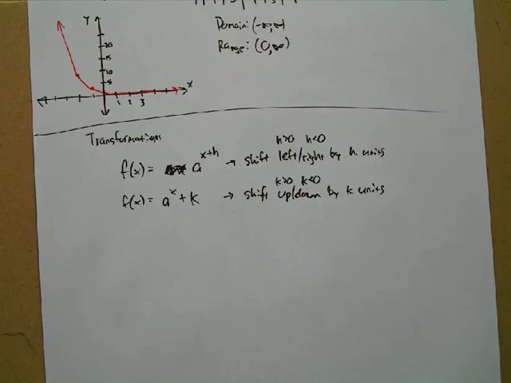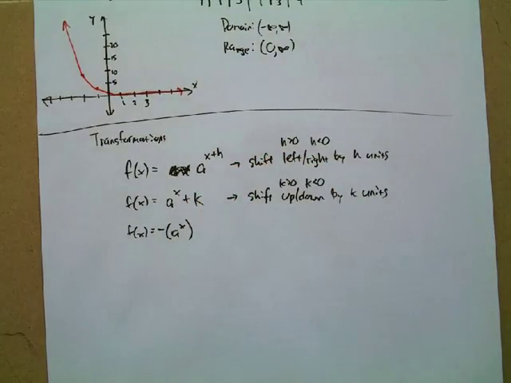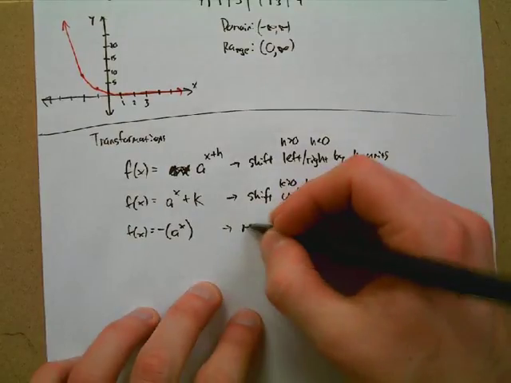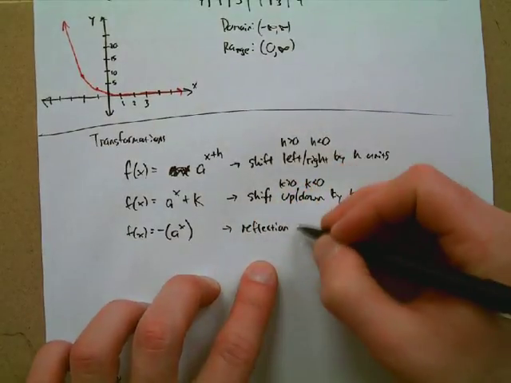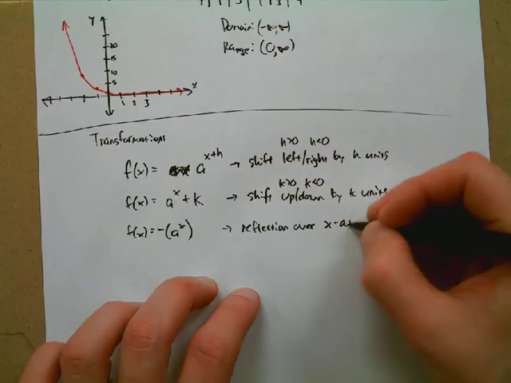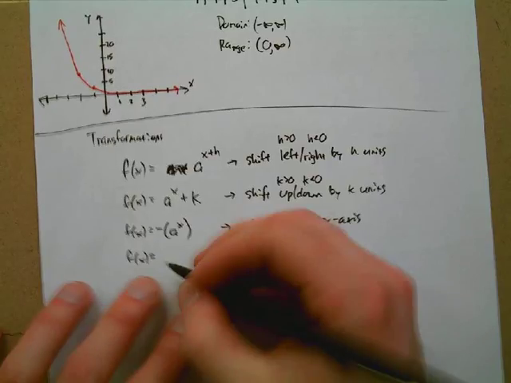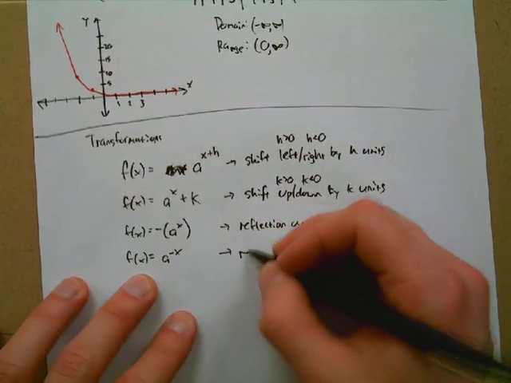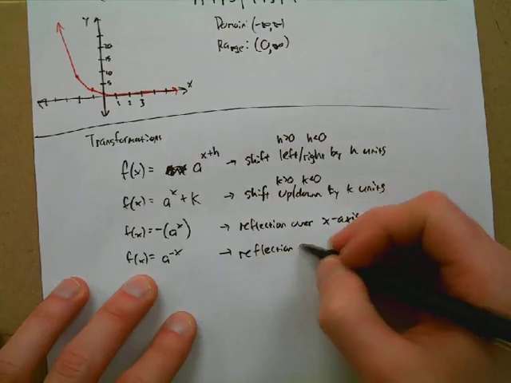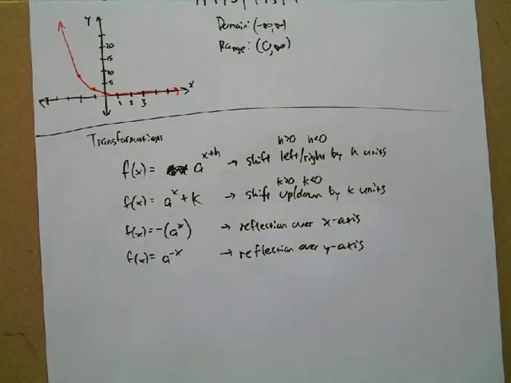Then we have other things too. If we have negative a to the x, negative on the outside, that's a reflection over the x-axis. And then if we have f of x equal a to the negative x, that's a reflection over the y-axis. So all those transformation ideas still come into play here, the same ones you've seen before with other parent functions. So that's a good thing, right?